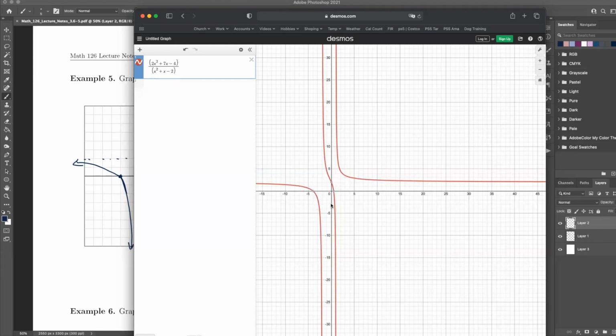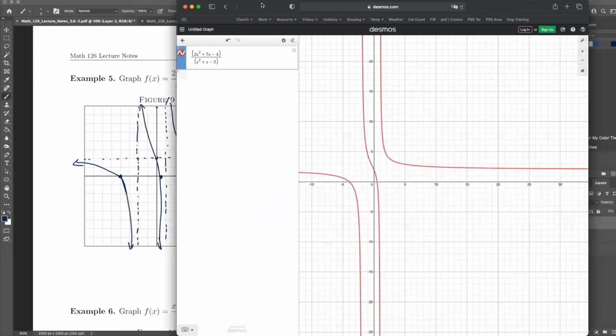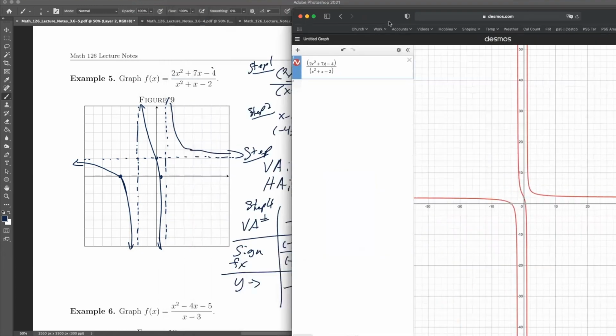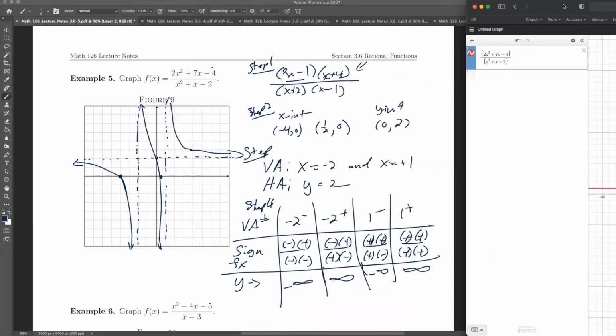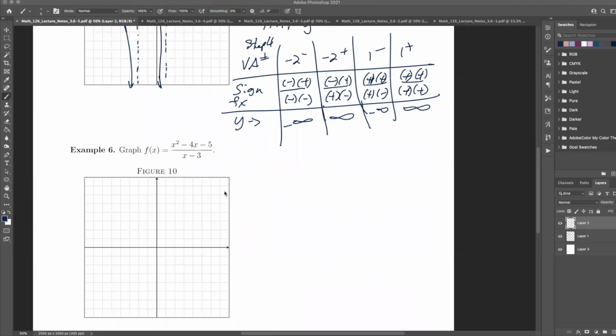Now, how did we do? Let's see how we did. Let's zoom on in. Does this look a crap ton like our graph? Yeah, it does, right? Notice here it does not reach -2, and it looks very much like we predicted it would look. Okay? And so this is an amazing way to graph a rational function by hand. All right, we're going to do this last one.